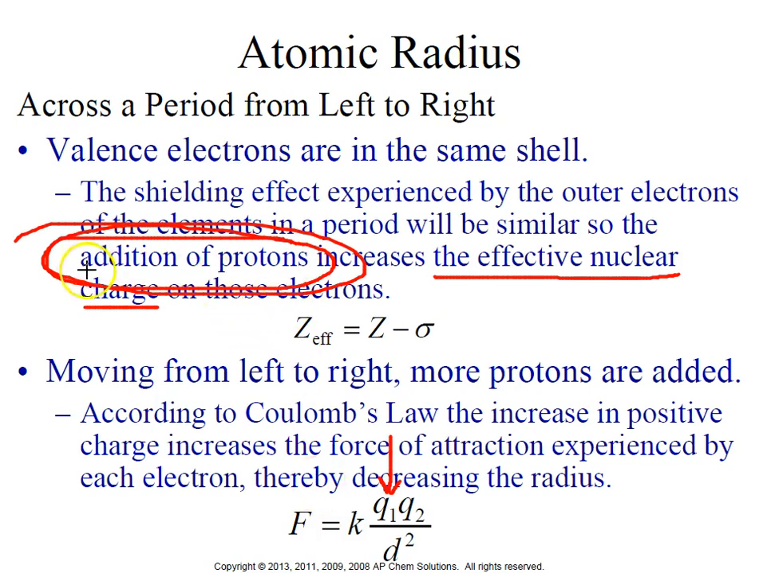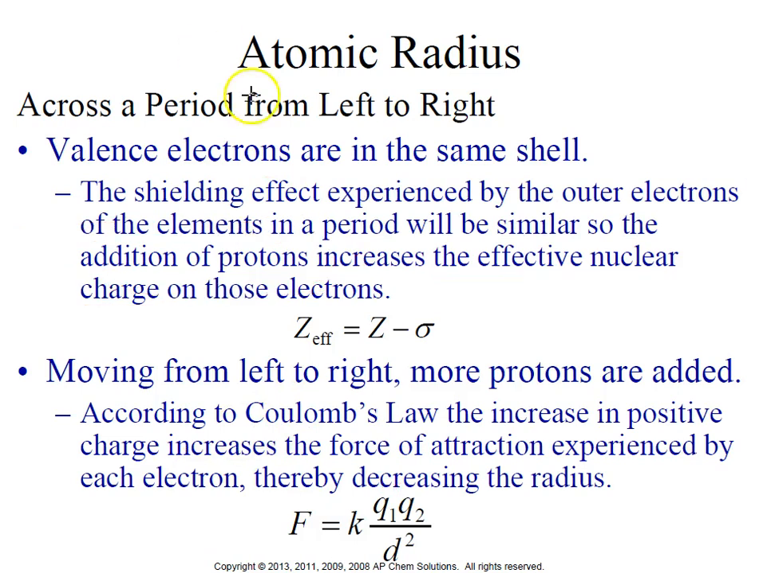We could say that the addition of protons increases the effective nuclear charge, or we could say, according to Coulomb's law, as we increase this positive charge, because there's more protons, the force of attraction experienced by each electron increases, thereby decreasing the radius. So two explanations, both saying basically the same thing, but that's two ways you could write that if we were on a free response question.